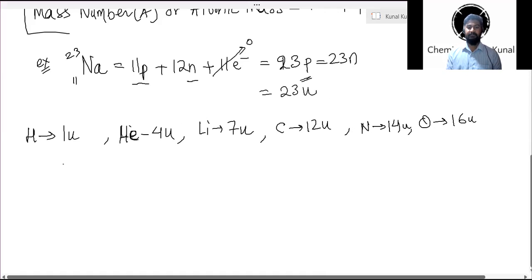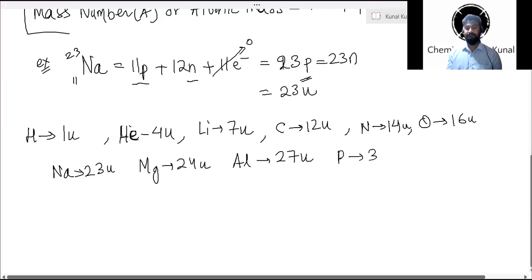And then we have sodium, important, 23 U. And then we have magnesium, 24 U. And then we have aluminum, 27 U. Then we have phosphorus, 31 U. Then we have sulfur, 32 U. These are the masses that you should have at your fingertips. Then we have calcium, 40 U. Chlorine, 35.5 U. And this is the main problem.